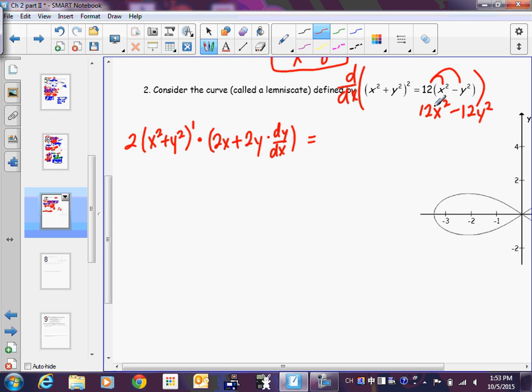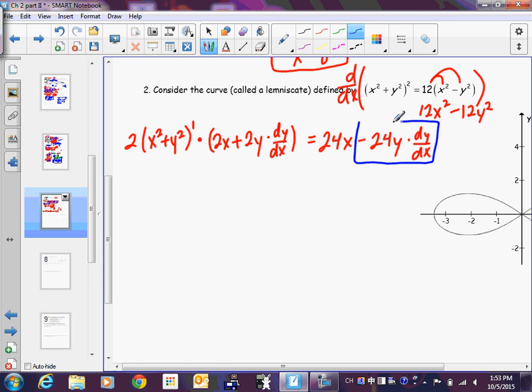Okay, on the right side, taking the derivative of 12x squared, pretty easy, 24x. Taking the derivative of minus 12y squared, what would that be? Minus 24y. Yep, minus 24y times dy over dx. Okay, then we get to where we like to box stuff.